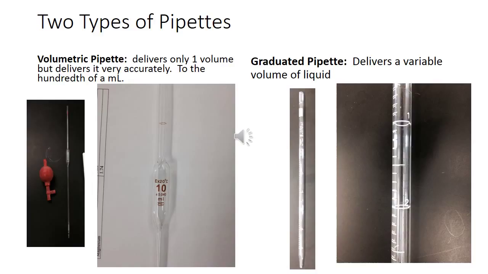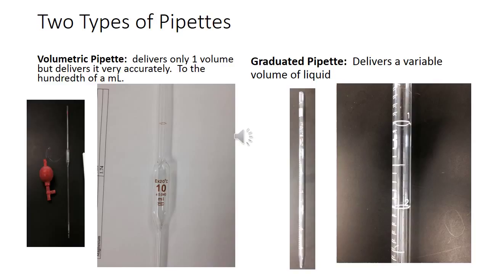The second type of pipette is a graduated pipette. A graduated pipette is generally calibrated to the tenth of a milliliter. You can estimate the hundredth, but it's capable of delivering a variable volume of liquid. Your standard deviation of repeated measurements is likely to be higher using a graduated pipette compared to a volumetric pipette.